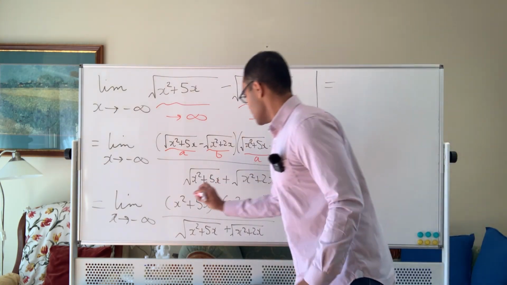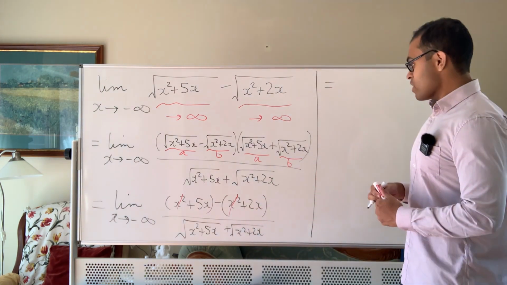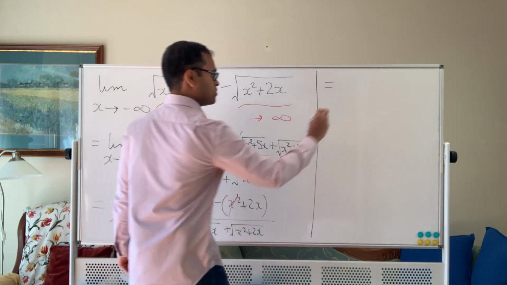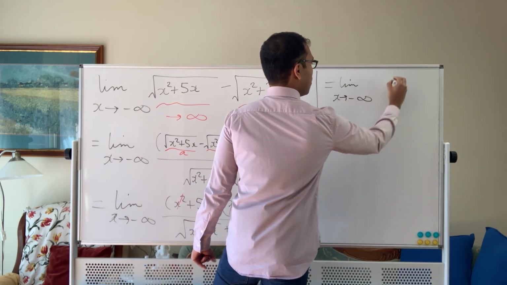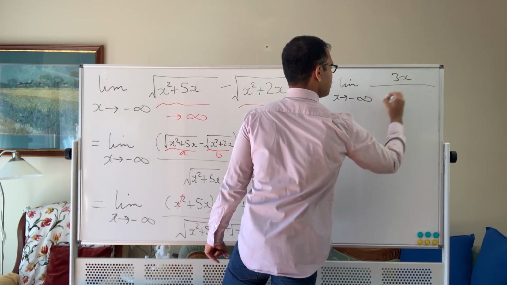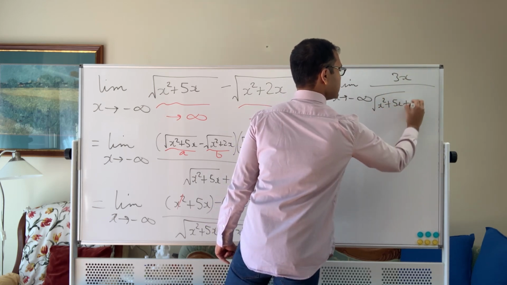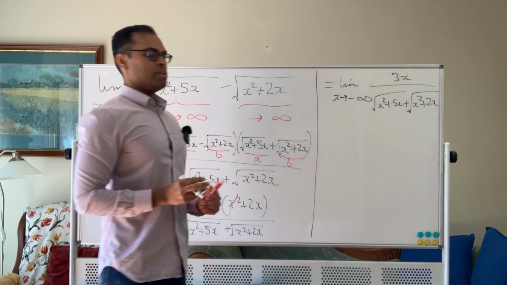So I'm just going to do that here. The x squareds cancel off. Don't forget to distribute the minus sign in the brackets. That trips people up sometimes, trips me up sometimes. So it's going to be 5x minus 2x. So we're going to get the limit as x goes to negative infinity of 3x divided by the square root of x squared plus 5x plus the square root of x squared plus 2x. Okay, so that's going to be the expression.